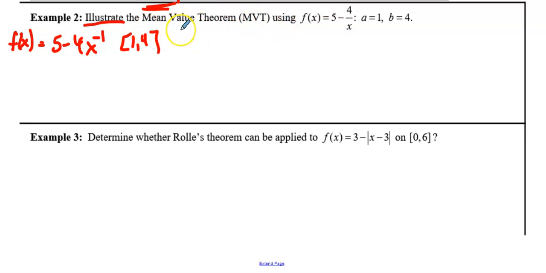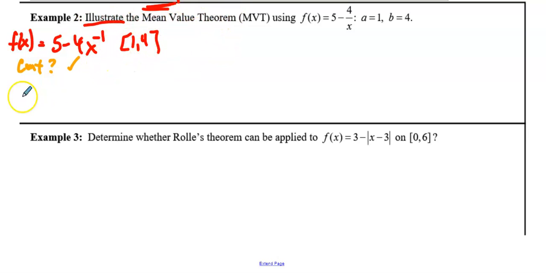Now the first thing we have to do is make sure that the conditions apply to us to actually use the theorem. So the first thing we have to ask ourselves is, is the function continuous? Is f of x continuous on the interval from 1 to 4, including the endpoints 1 and 4? Well, you guys know that the only thing that's not in the domain of this function is x equals 0. So if 0 was in the interval, the mean value theorem would not apply. But it is continuous on the interval of 1 to 4.